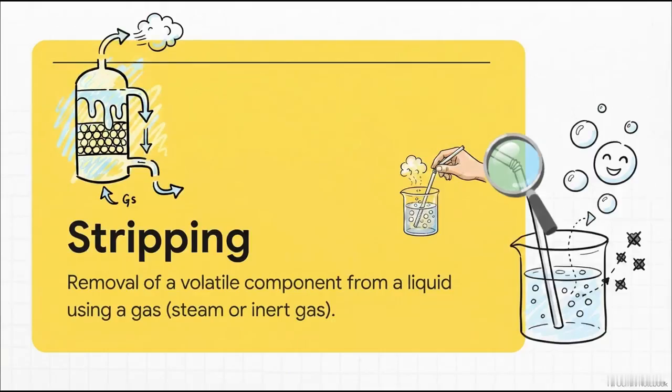And in the other corner, we have stripping. Stripping is the removal of a volatile component from a liquid, but instead of heat, you use a gas, usually steam or an inert gas. It's basically like taking a straw and blowing air through a liquid to push out unwanted bubbles. So rather than recovering something valuable, stripping is all about removing a less volatile or just flat-out undesirable component. You aren't boiling it, you're just using flowing gas to physically strip those impurities right out of the liquid stream.